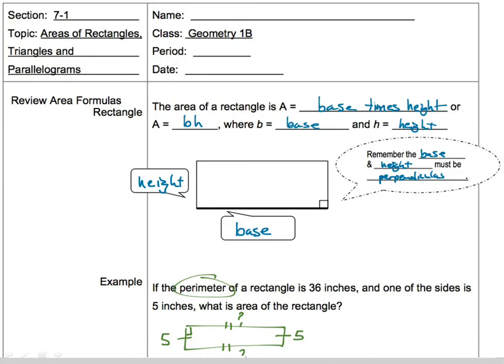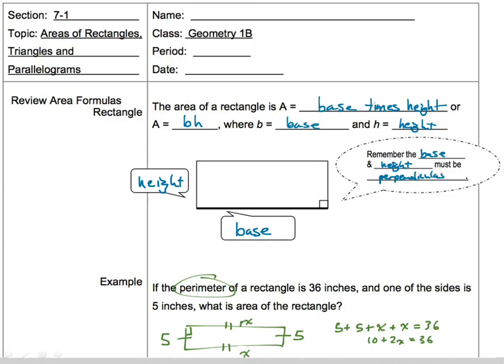Now, the perimeter says 5 plus 5, the sum of all the sides, equals 36, right? That's what the problem says. If you're trying to find this out, we normally don't write question marks in algebra. What do we write instead? Variables. Let's put an X right there and an X right there. Okay, we have 2 X's. So we simplify: we have 10, and we have 2 X's. We add all those up, we're supposed to get 36.